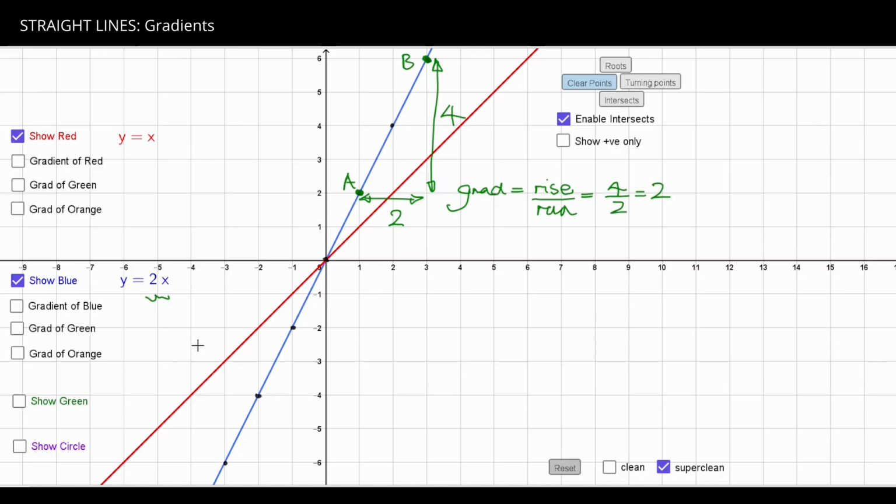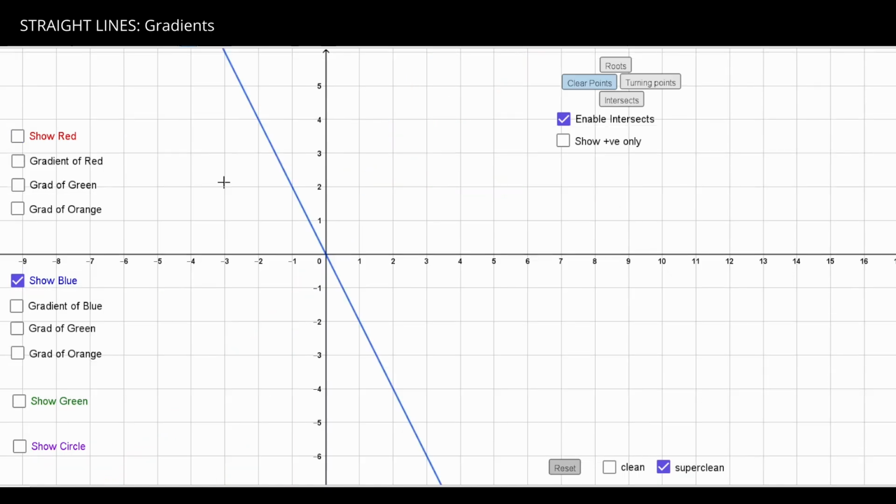Well, there's the 2. And for the red line, we had the gradient of 1, and in there is simply 1. So the coefficient of x in any straight line equation starting like y equals gives us the gradient. And if you didn't know that number, or if it was given a letter and you had to work it out, well, you just measure the rise and the run between 2 points, divide the rise by the run, and you'll get an answer.